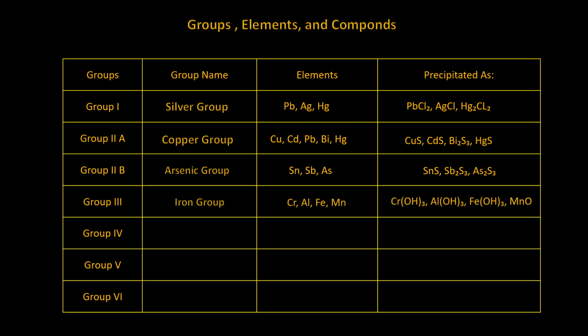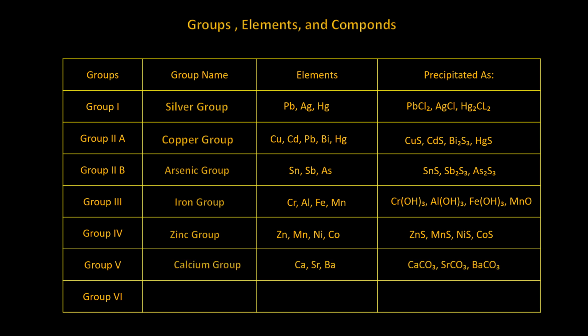Group 3, the iron group, is also referred to at times as the hydroxide group. It contains chromium, aluminum, iron, and manganese. These will precipitate as hydroxides and oxides. Group 4 is the zinc group. It is a sulfide group consisting of zinc, manganese, nickel, and cobalt, all of which will precipitate as a sulfide.